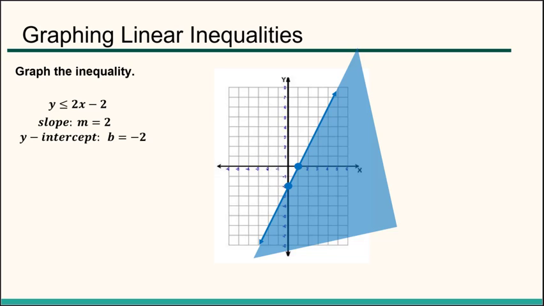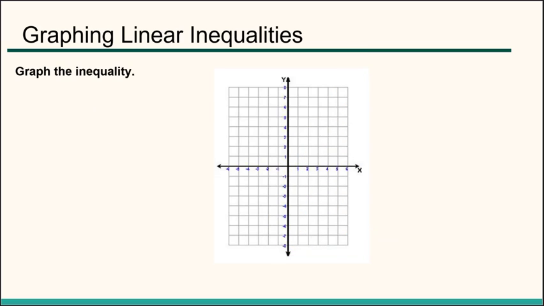Now let me just try a test point because I want to make sure that this works. My favorite test point is 0, 0. So I'm going to put that dot down. I'm going to check it and make sure it doesn't work because sometimes it's easy to get flip-flopped and shade the wrong side here. So I want to make sure. So I'm going to plug that into my inequality. Is 0 less than or equal to 2 times 0 minus 2? In other words, is 0 less than or equal to negative 2? No, it's not, and I didn't expect it to be because it wasn't shaded.